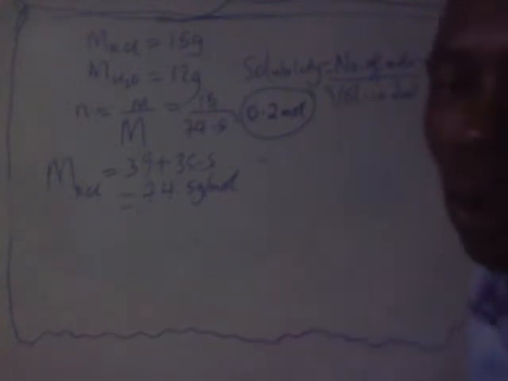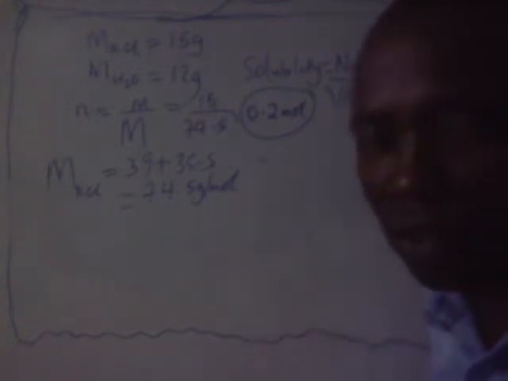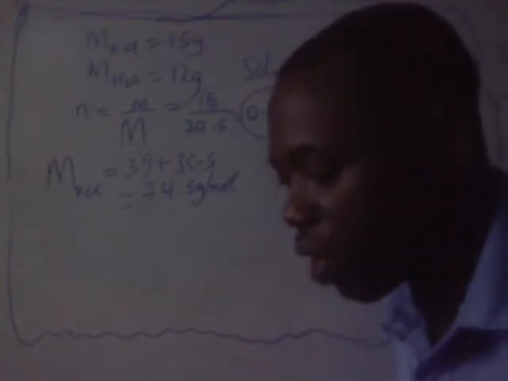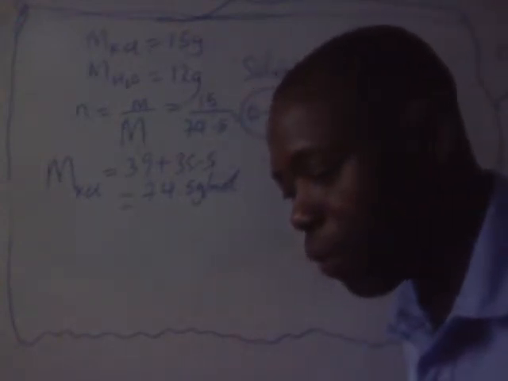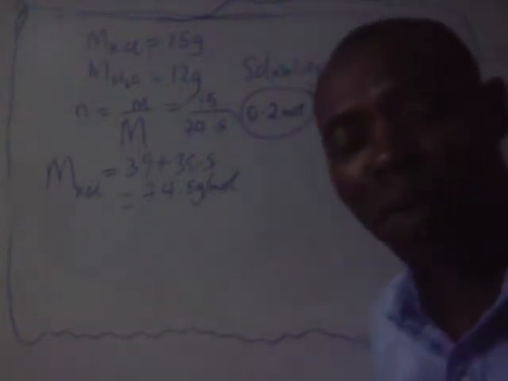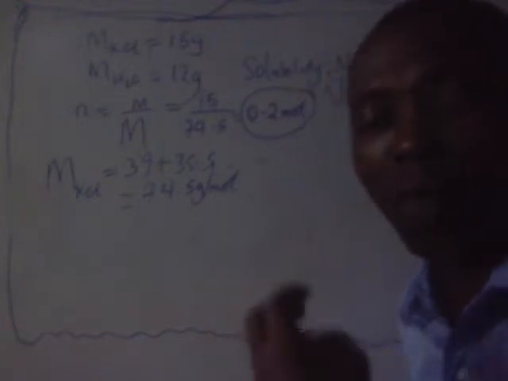Now for the denominator, the volume in dm cube means the volume of the solvent. And what is the solvent? Water. 12 grams of water is saturated by 15 grams of potassium chloride. So that 12 grams of water, you have to convert the mass of that water. It must be in volume.